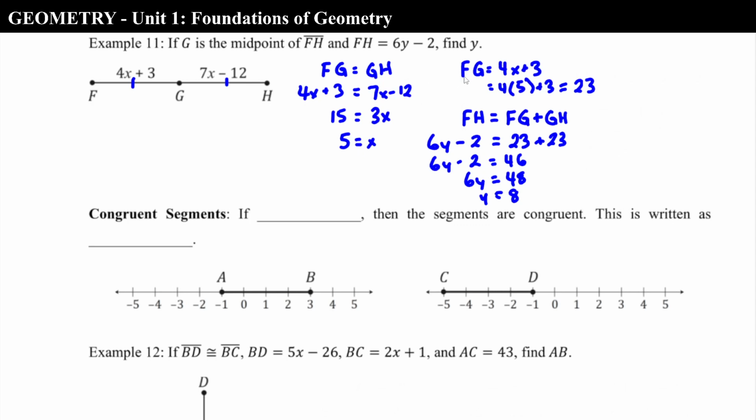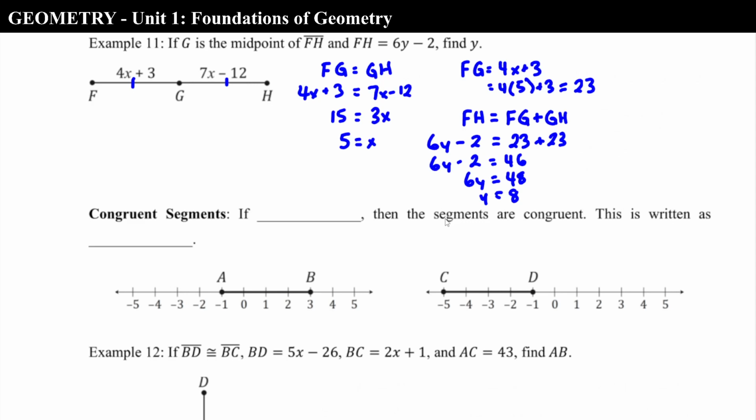So what else do we know? Well, we can find what FG is. We can find the length of that. We know that's the same as GH, so we can find out what numerical value FH is, and that's what we did on the right-hand side here. And then we can substitute in this statement for FH to find out what y is. So you see that one thing kind of leads to the other.